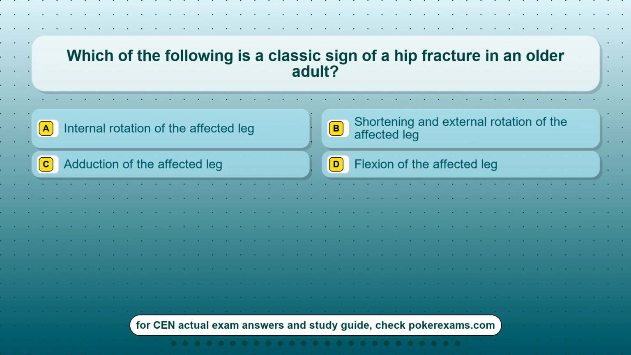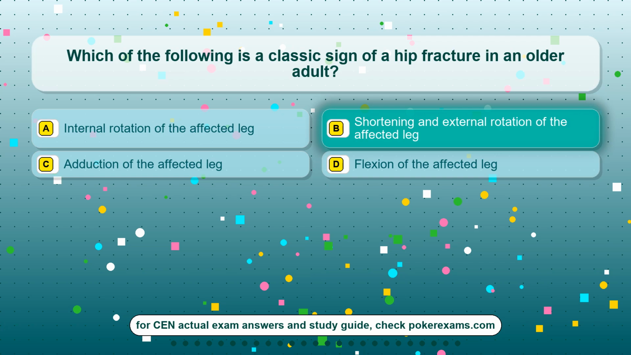Question 11. Which of the following is a classic sign of a hip fracture in an older adult? Option A, internal rotation of the affected leg. Option B, shortening and external rotation of the affected leg. Option C, adduction of the affected leg. Option D, flexion of the affected leg.